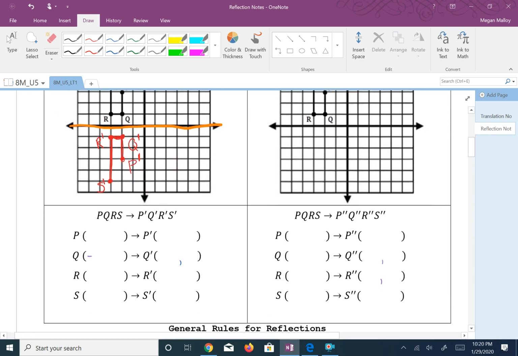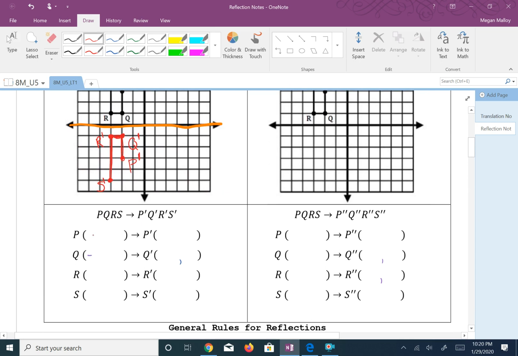Now, if I want to look at my points, I know that my original point P was at (-2, 3). My pre-image Q was at (-2, 1). R was at (-3, 1). And S was at (-3, 5). If I look at my new values, my images of those points, my image of P is now at (-2, -3). The image of Q is at (-2, -1). The image of R is at (-3, -1). And the image of S is at (-3, -5). We are going to come back and analyze those changes in just a moment, but right now let's move on.